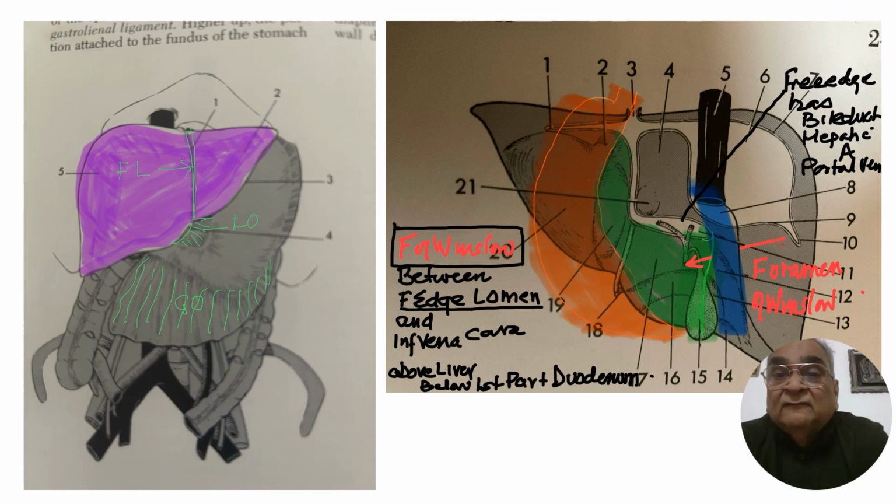The foramen of Winslow, which connects the lesser and the greater sac, the lesser sac is behind the stomach, is bounded by the free edge of the lesser omentum, the inferior vena cava, the first part of the duodenum below, and caudate lobe of liver above. And when this gets blocked, there is fluid collection behind the stomach, which results in what is called as the pseudopancreatic cyst.